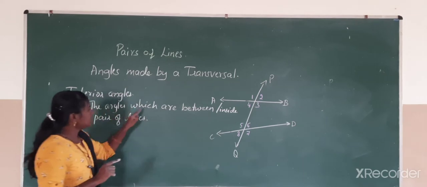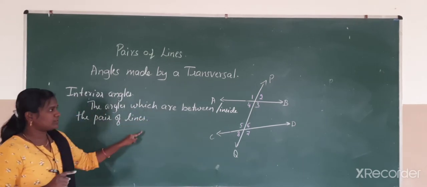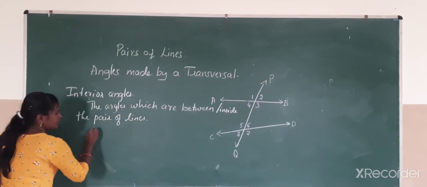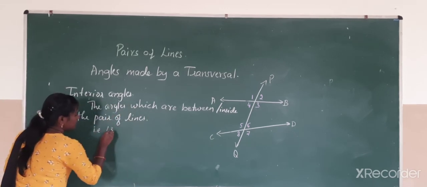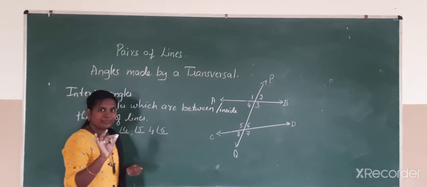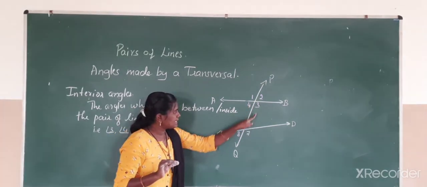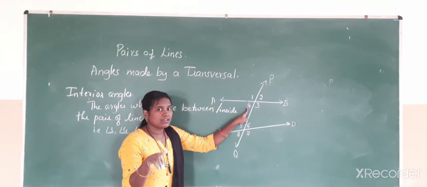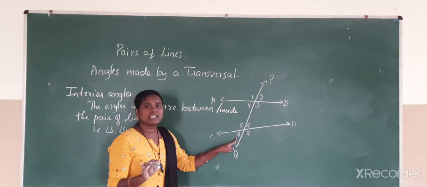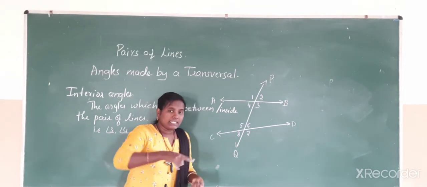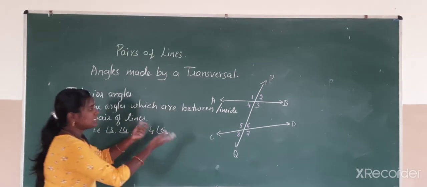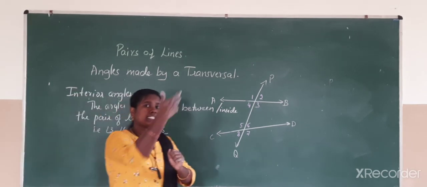So the angles which are between or inside the pair of lines are called as interior angles. So which are those? That is angle 3, 4, 5 and 6. 3, 4, 5 and 6 are the angles. These are inside or between the pair of lines AB and CD. Is it clear? The interior angles getting inside. Over? Okay. Now let us go for next one, that is exterior angles.